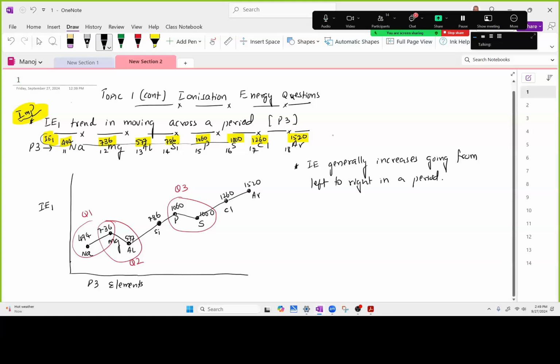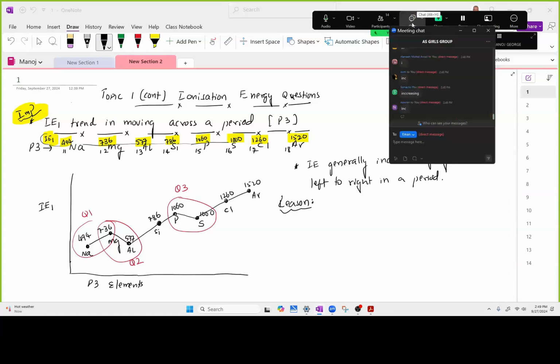Okay, now you have to tell me the reasons. Remember, this is a very repeated examination area. You will get so many questions from this. Now tell me, why do you think this is happening? Do you remember the factors affecting ionization? What are the factors I taught you last week? I taught you size, number of protons, shielding effect, and spin pair repulsion, correct?